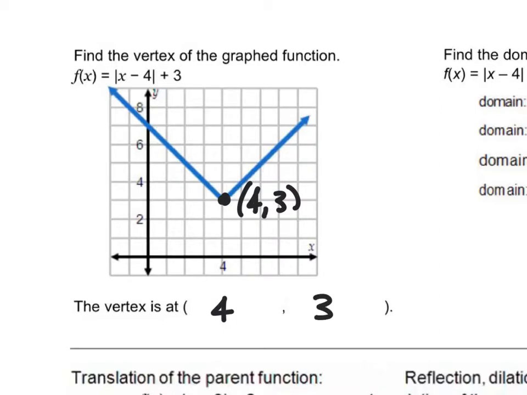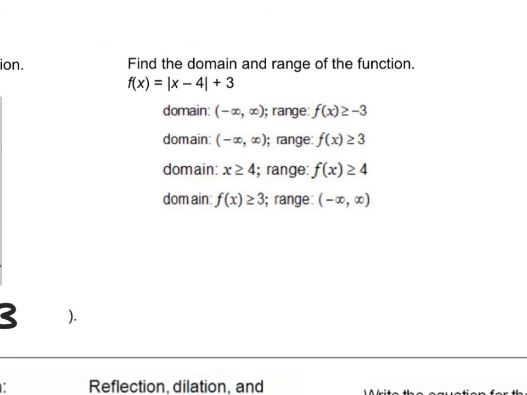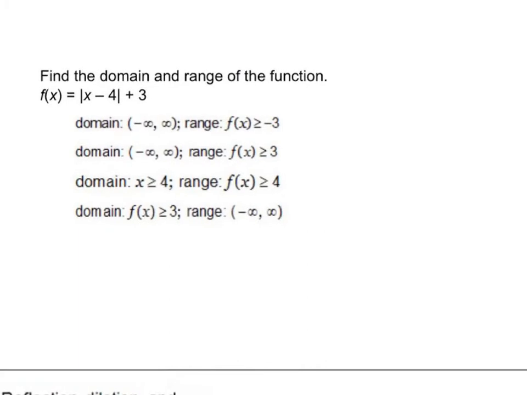Notice the numbers in this function. If you subtract that 4, okay, that moves it over to the right 4 units, and then you move it up 3. Okay? So you can figure out where these graphs are based on the numbers in the function. Okay? Then it says find the domain and range of the function.